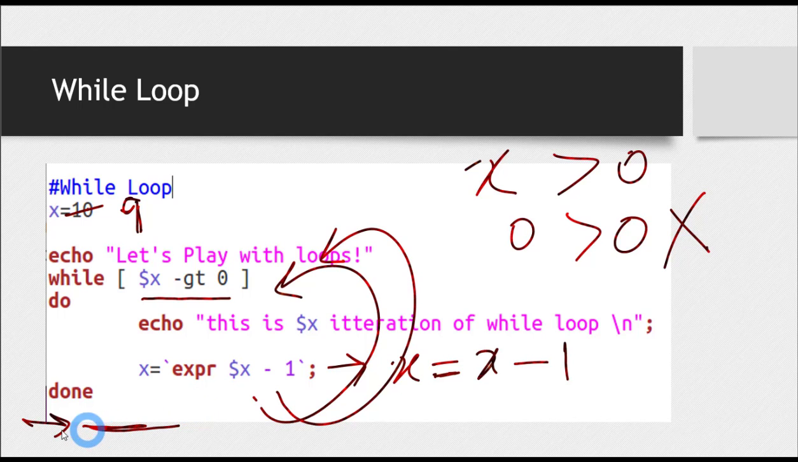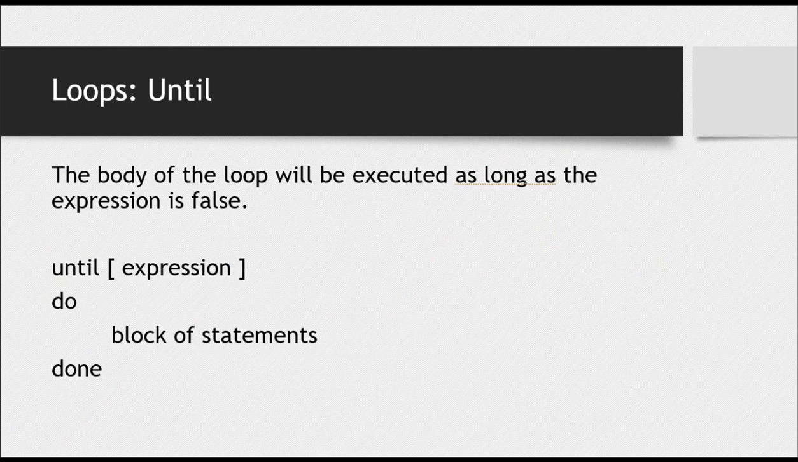Okay, now let's move towards the until loop. Now this loop is very interesting and it is actually the exact opposite of while loop, right? So the syntax is the same except for just this keyword. Everything else is the same. The starting point is do, the ending point is done. Whatever is there between do and done is actually the body of until loop, right?